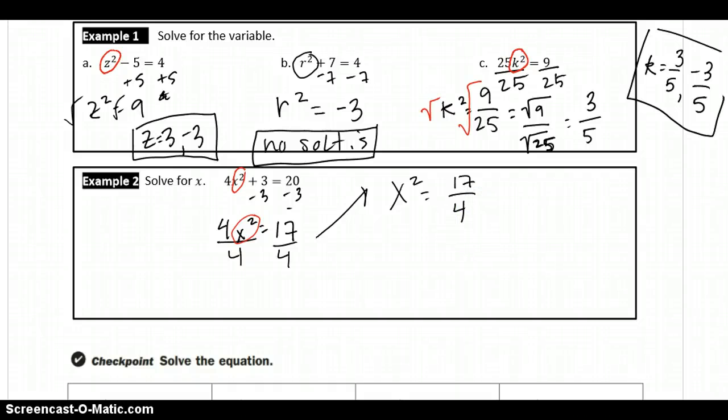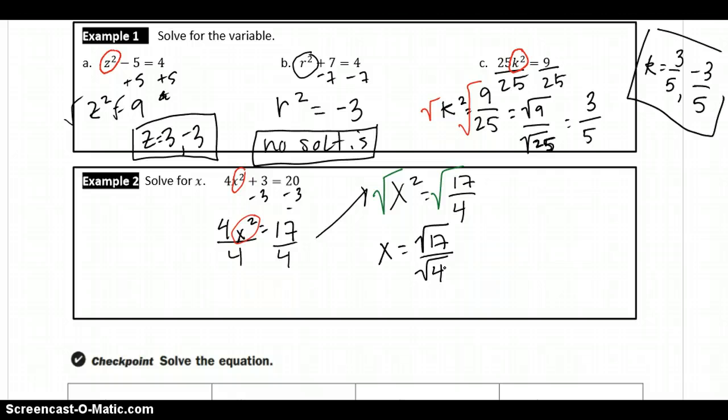How do I solve for x now? Square root. I square root both sides. On the left, a square root of x squared is just x. And on the right, what did we say about square rooting a fraction? We can do the top and bottom separately. So on the top, square root of 17. On the bottom, square root of 4.